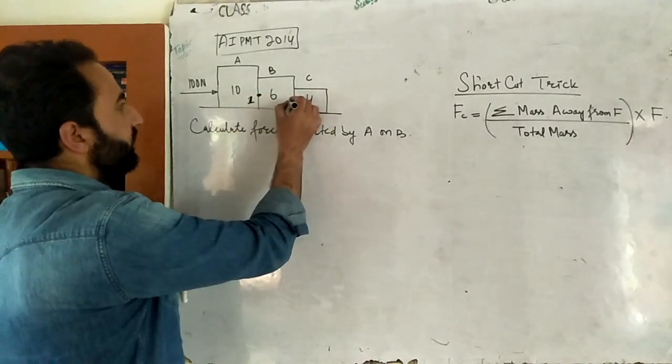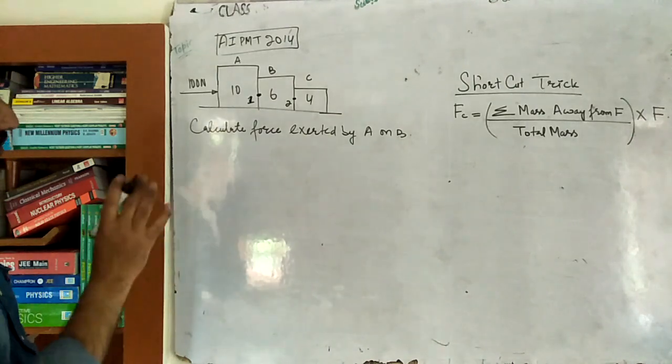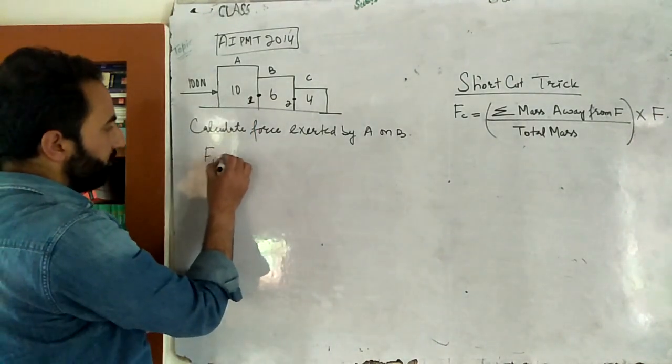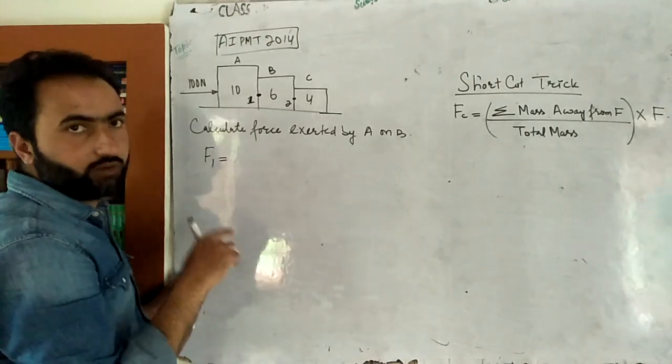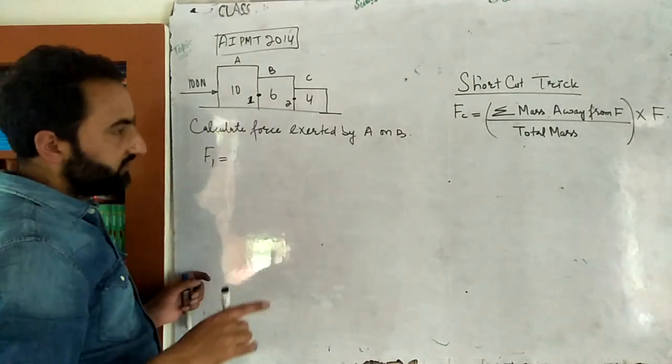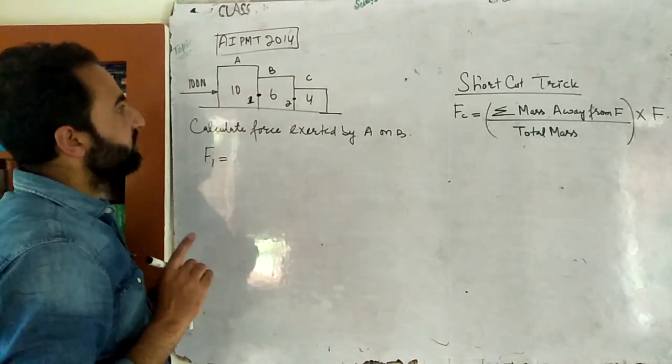And this contact 2 we can calculate as well, but you are supposed to calculate contact force only at one contact. Okay, na beta? Simple: contact force at point 1 will be equal to the summation of the masses that are away, divided by the summation of all the masses, multiplied by the external force. That's the trick. Okay, na beta?